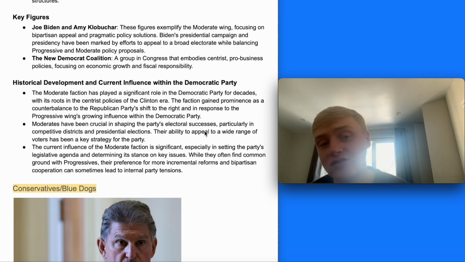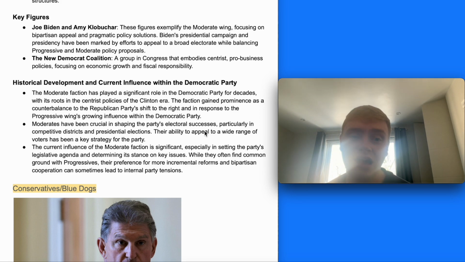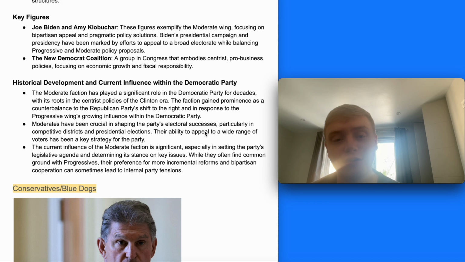In terms of its historical development and current influence within the party, the moderate faction has played a significant role in the party for decades, with its roots in the centrist policies of the Clinton era. The faction gained prominence as a counterbalance to the Republican Party's shift to the right and in response to the progressive wing's growing influence within the Democratic Party. Moderates have been crucial in shaping the party's electoral success, particularly in competitive districts and presidential elections.